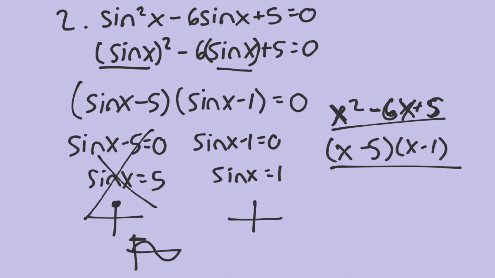Sine of x equals 1, an angle where y is 1. It's only this one, that's negative 1, so it's not down there, just here, which is pi over 2. And we're looking at all solutions, so plus 2 pi n.